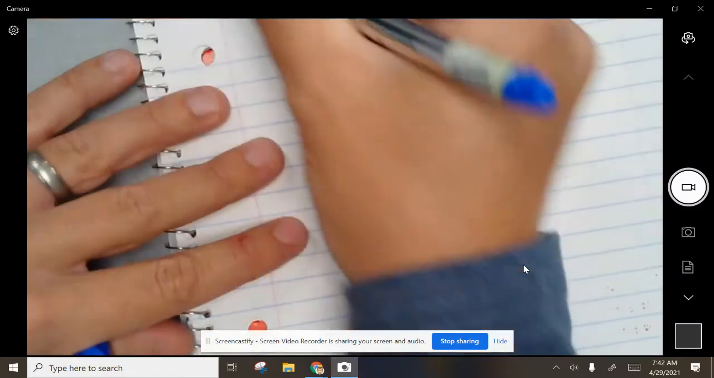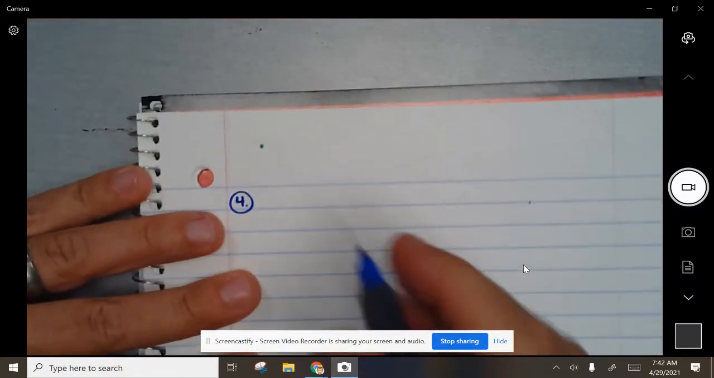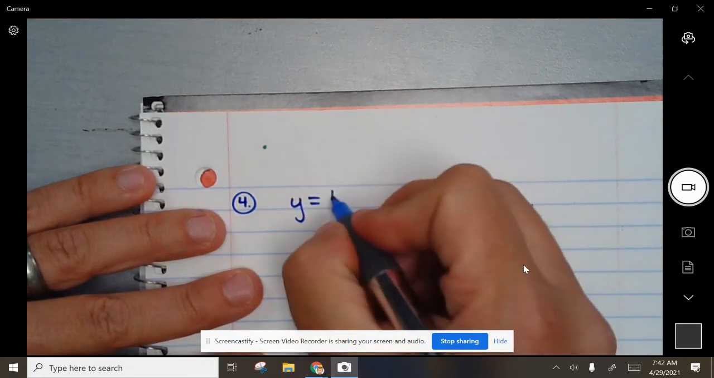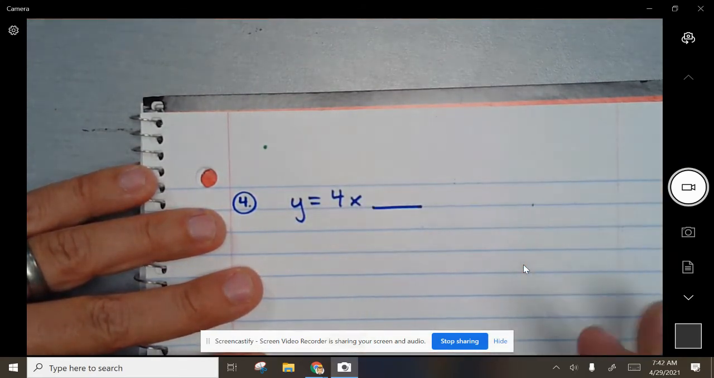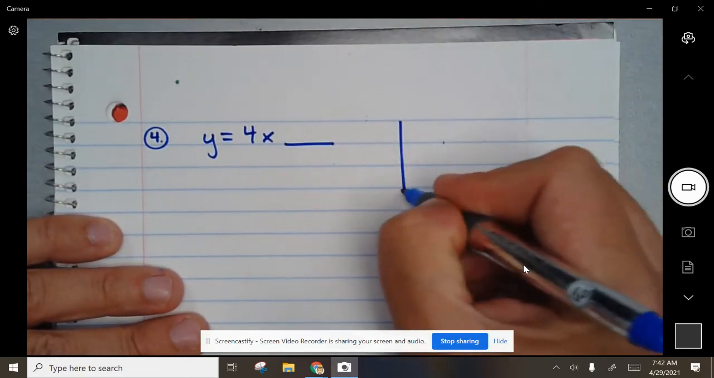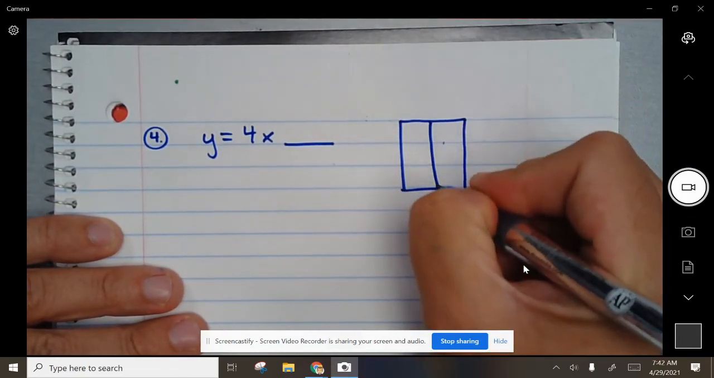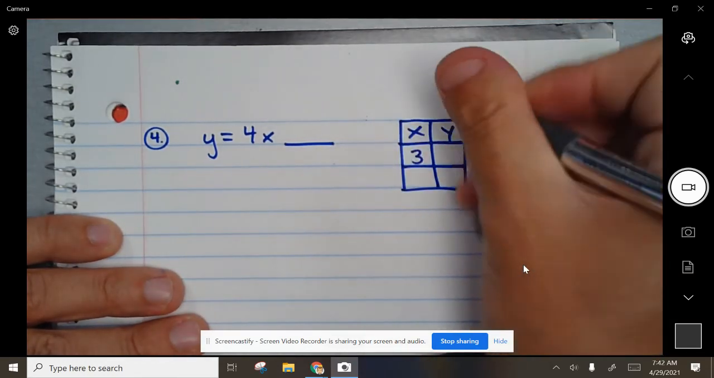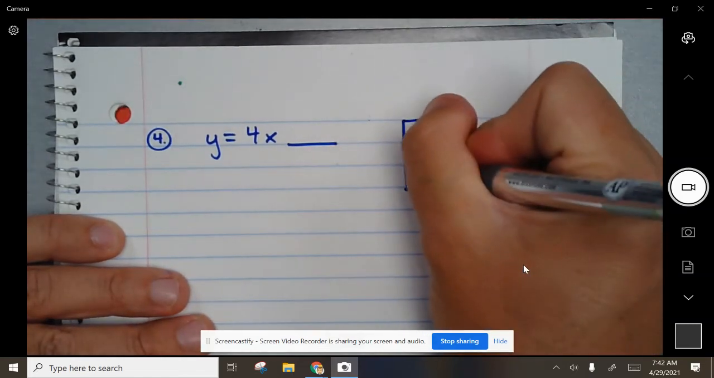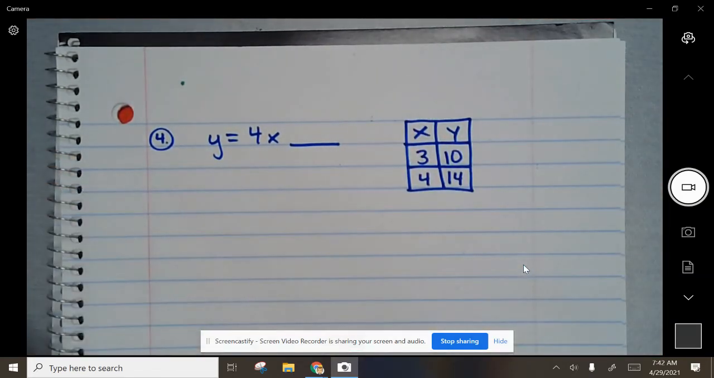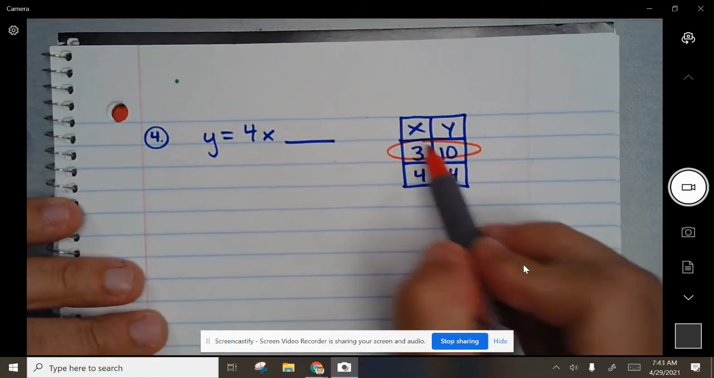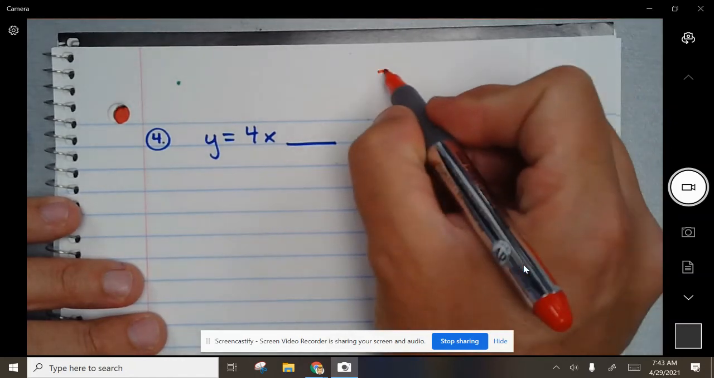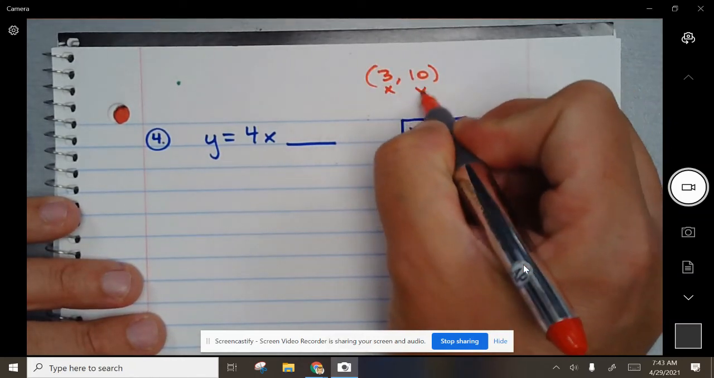Let's do one more. We're about done. Let's do one more. Number 4. If I said, and you had to find the y-intercept, okay? And these are your points. This is your x and y. What is your y-intercept going to be? Let's get this concept. What are you going to do? You can choose any coordinate you want. I'm going to choose 3 and 10. Remember, 3 and 10. 3 is my x, 10 is my y.